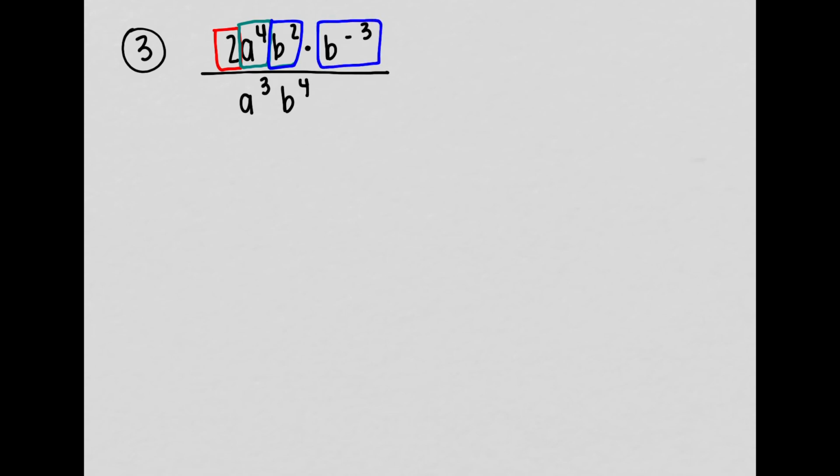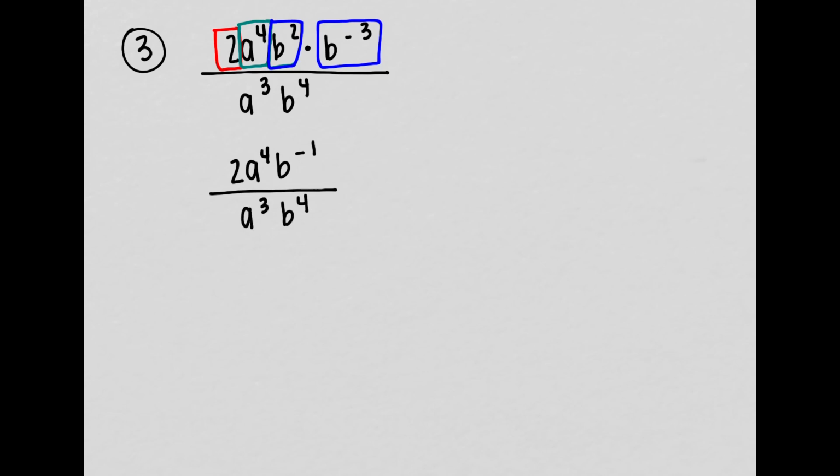I didn't do anything with my 2, like I said, or my a, so I'm just going to rewrite them. But I have b squared times b to the negative 3. So we add those exponents, and I have b to the 2 plus negative 3. So 2 plus negative 3 gives me a negative 1. So I end up with b to the negative 1. Now I still have it divided by a cubed b to the 4th.